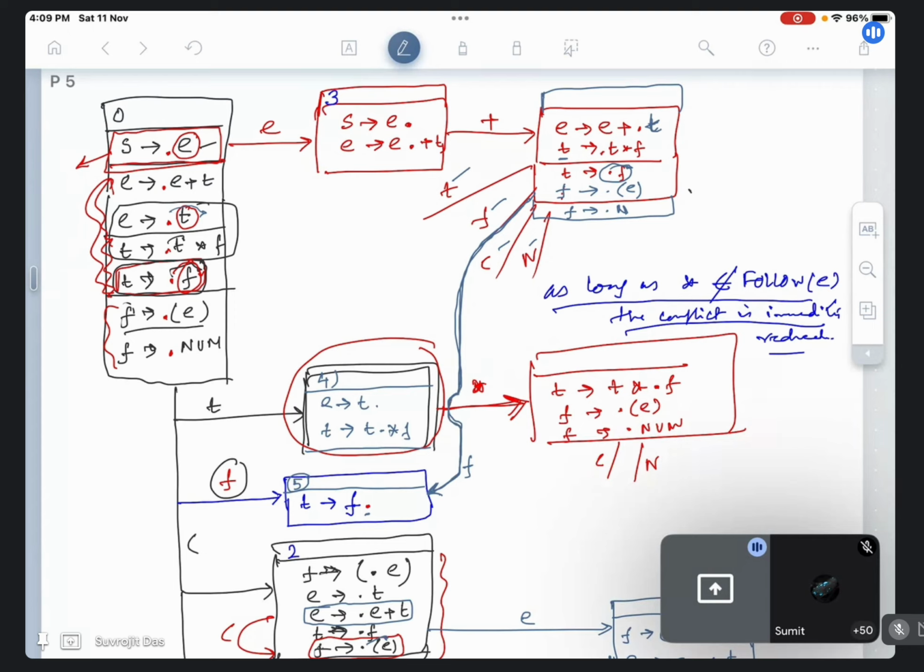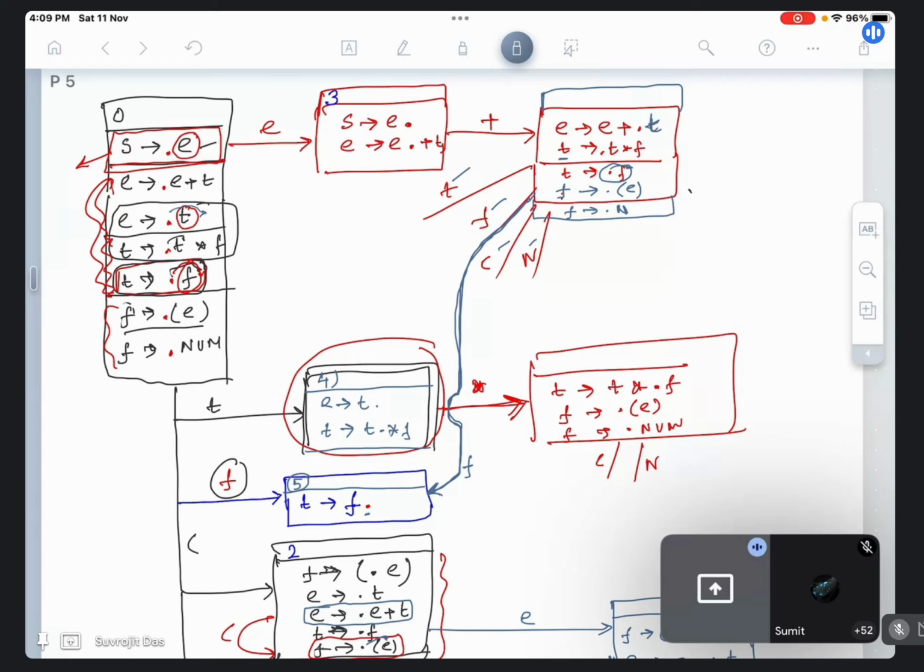So what will be the path on T? That we'll see later. We have to add this state, and we'll find that, okay, this is the path that should be taking me to T, right? So we need to draw a state for that. Right now we have not drawn.